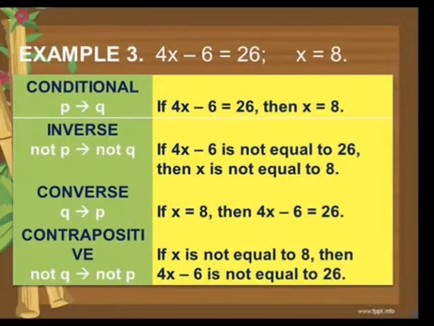Example number 3. 4x minus 6 equals 26. x equals 8. Conditional, p implies q. If 4x minus 6 equals 26, then x equals 8. Inverse, not p, not q. If 4x minus 6 is not equal to 26, then x is not equal to 8. Converse, q implies p. If x equals 8, then 4x minus 6 equals 26. Contrapositive, not q, not p. If x is not equal to 8, then 4x minus 6 is not equal to 26.